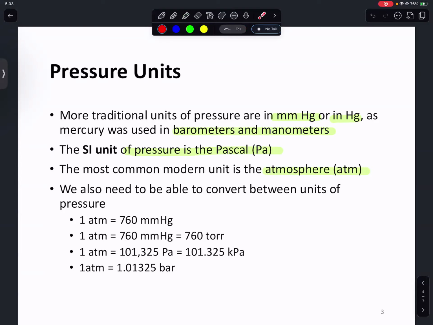And this is just a list of conversions that we will be using in our calculations, very basic conversions between the units of pressure. By the way, there's no need to memorize them. These all will be given on the formula sheet.